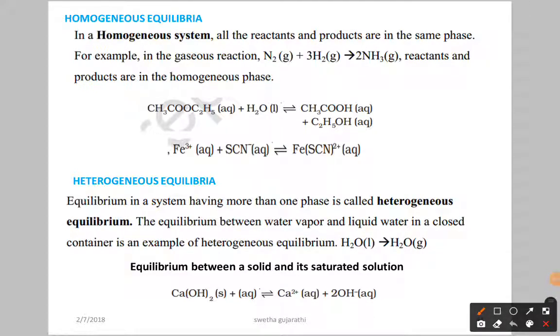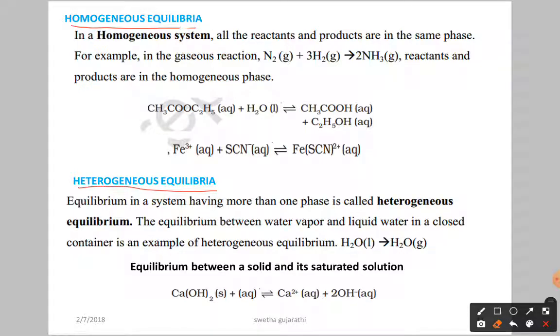Hello students. In the last video we came to know how to solve problems based on the equilibrium constant. Now let us discuss our next topic. We have homogeneous equilibria and heterogeneous equilibria. What does a homogeneous system mean? A system, as we already discussed, is what is under my observation.